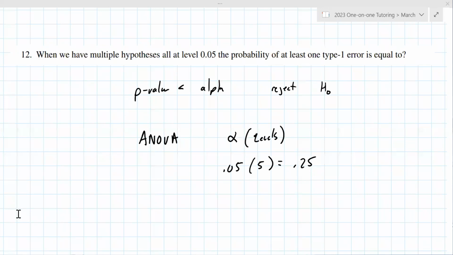So would the probability then just be 25? Yeah, I believe it's 0.25. This is a question to ask in class. Just to say, for this question, are we always multiplying the alpha level by the number of levels, or K, I guess, alpha times K?